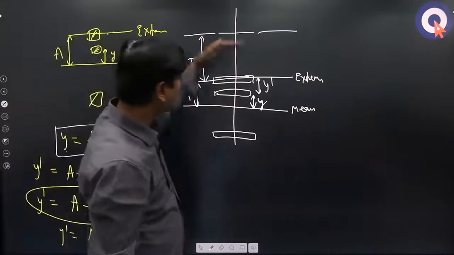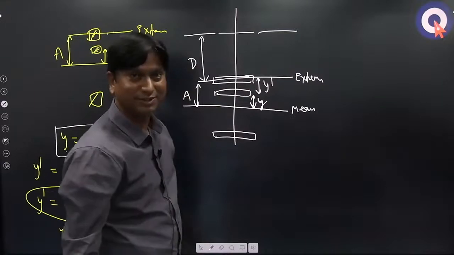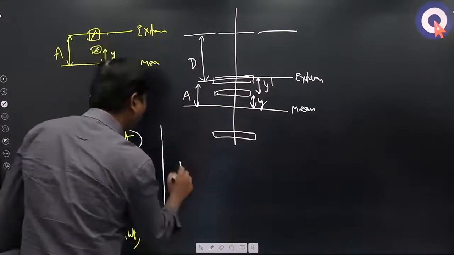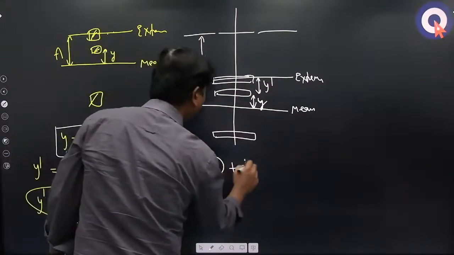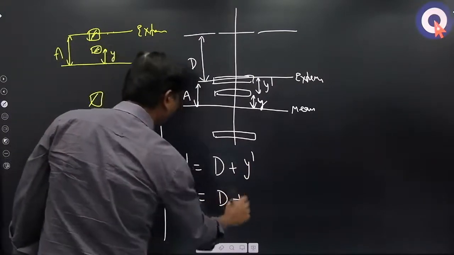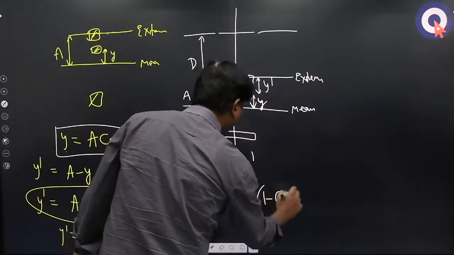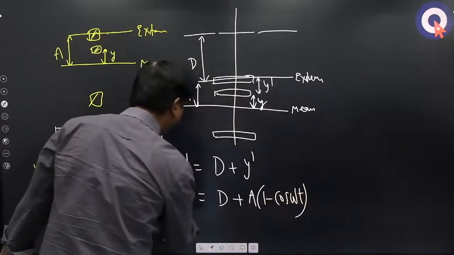Now, from here, what is the distance of the screen? D plus Y dash. So that is why your D dash is equal to D plus Y dash, which is already A into 1 minus cos of omega t. You got what D dash is? That's all.